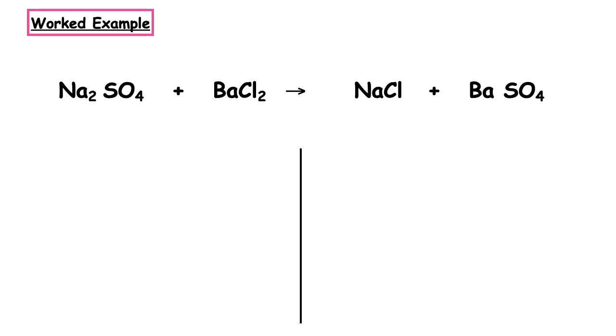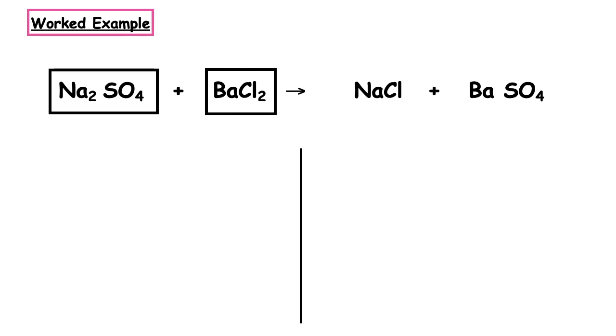In this example, we have sodium sulfate. We're going to put a box around that, plus barium chloride, again put a box around that entity, which react together to produce sodium chloride and barium sulfate. Again, remember from video 6, we must put boxes around our entities.